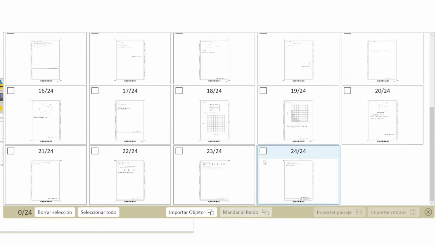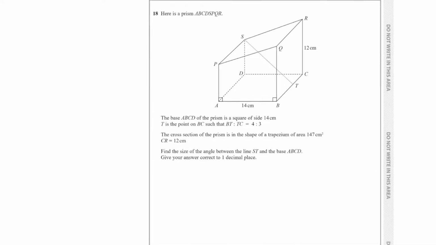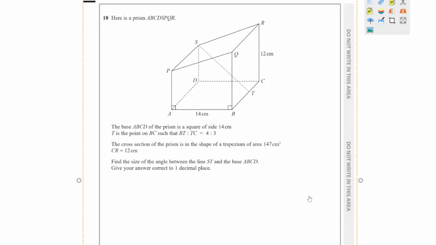Question 18. Where is it? I think it's this one. There. Do you see how the line ST is kind of awkwardly not in the middle, but halfway, well, that's the same as the middle, isn't it? It's going through one of the lines, and not to a corner.